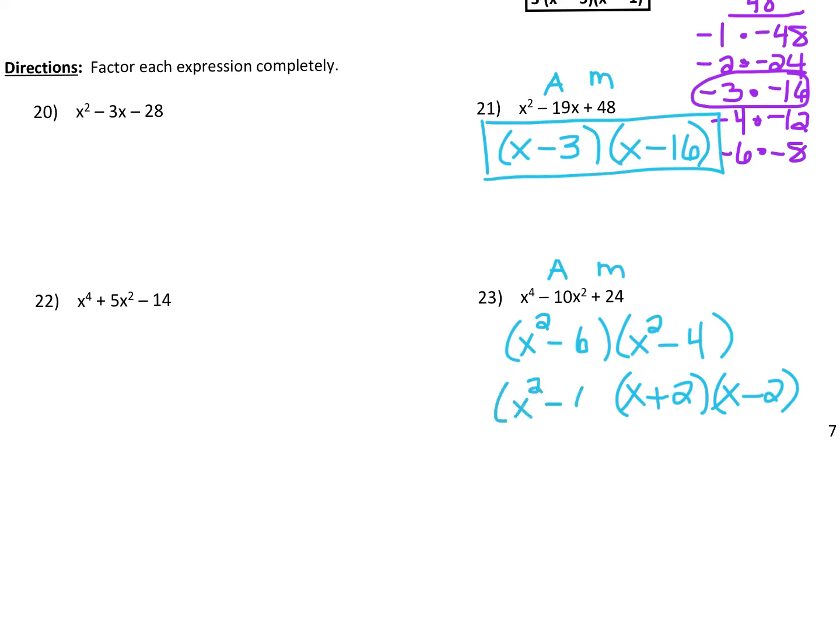All right, so this time we have 3 factors. Okay, x squared minus 6, x plus 2, and x minus 2. And unfortunately, if you leave it like this, it is not fully factored, so make sure you always factor completely.